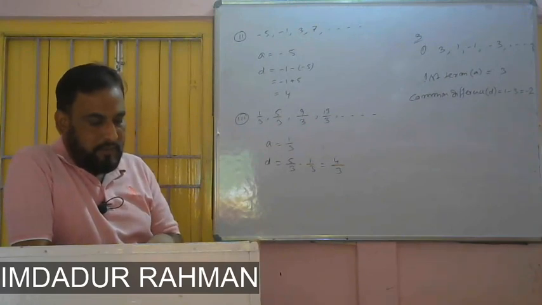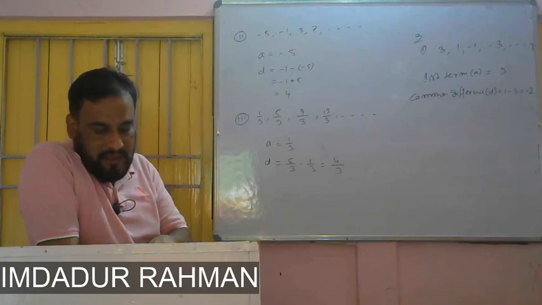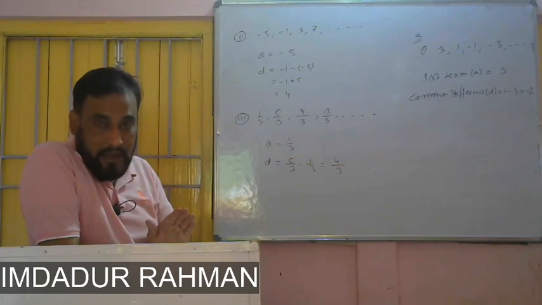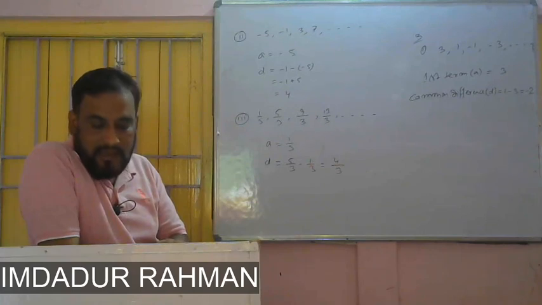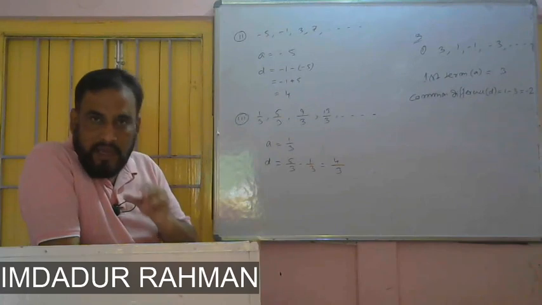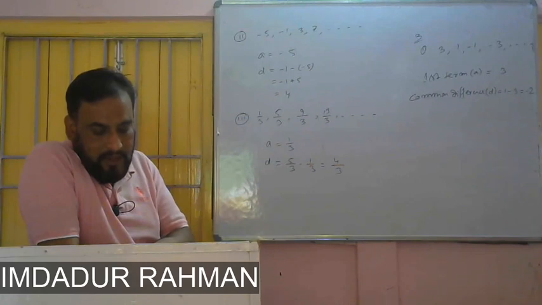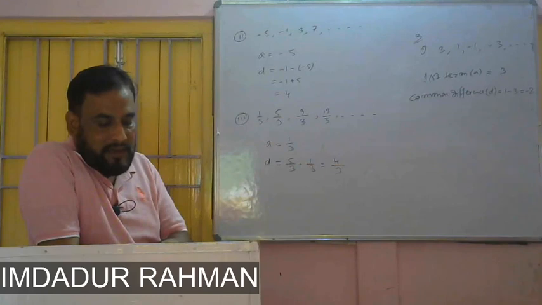Now question number 4. Which of the following are APs? If they form an AP, find the common difference D and write 3 more terms. What is written? Which of the following are APs? Here some series are given, 15 series are given. Among them, you have to find out which are APs, and if they form an AP, find the common difference D and write 3 more terms.